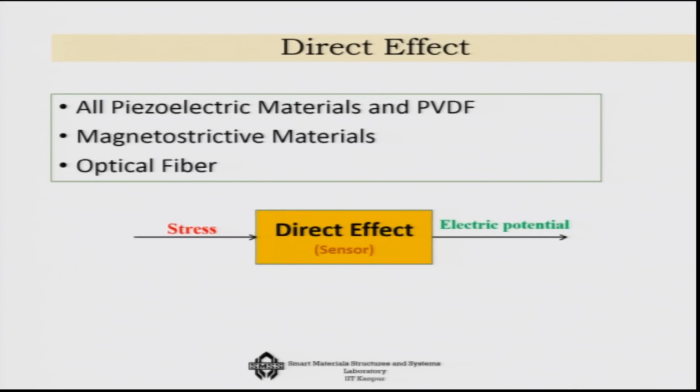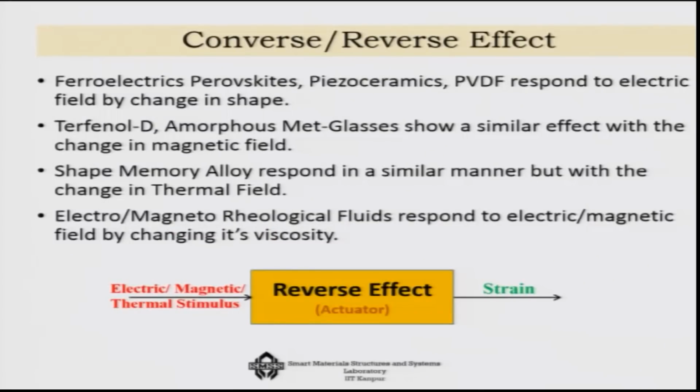What are the materials which show the direct effect? Well, all piezoelectric materials and PVDF, magnetostrictive materials and optical fibers, they all show this direct effect. That means, if I apply mechanical stress, I will get a change in electric field potential. So, we can use such systems for sensing. The reverse effect, where we are using an electric or magnetic field or a thermal stimulus to get a mechanical strain, you can use as an actuator.